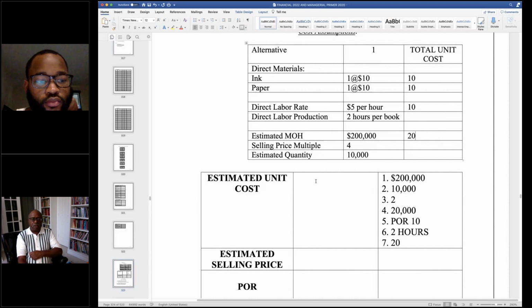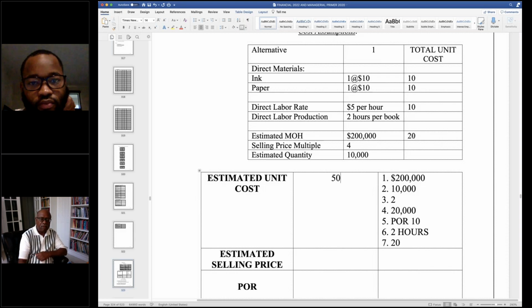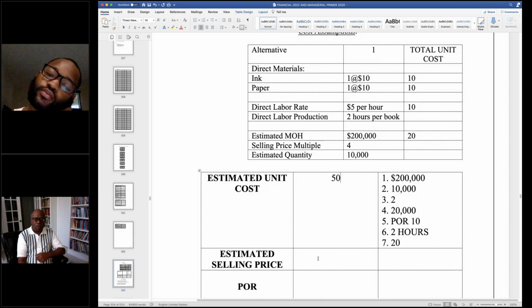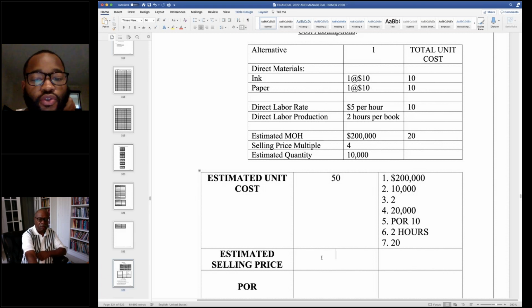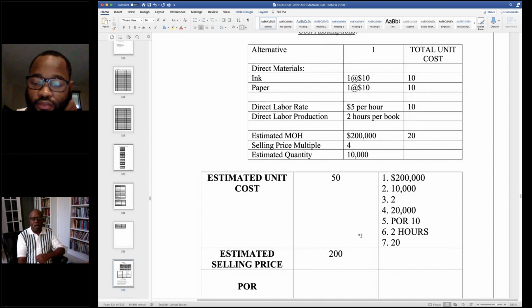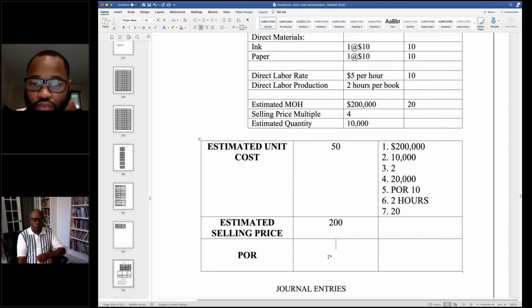So now our total estimated unit cost, 10, 10, 10, and 20, is going to be what? 50. Selling price multiple is 4. So what's the estimated selling price? 200. And our POR that we just calculated is what? 10.